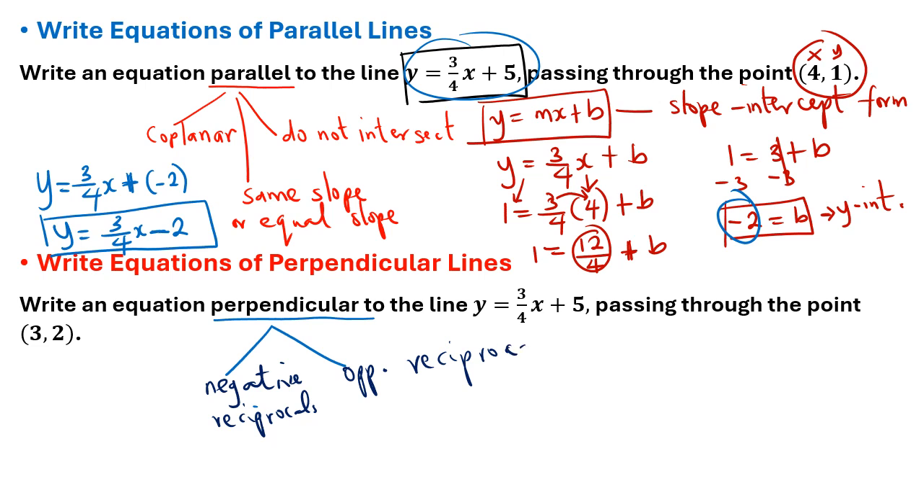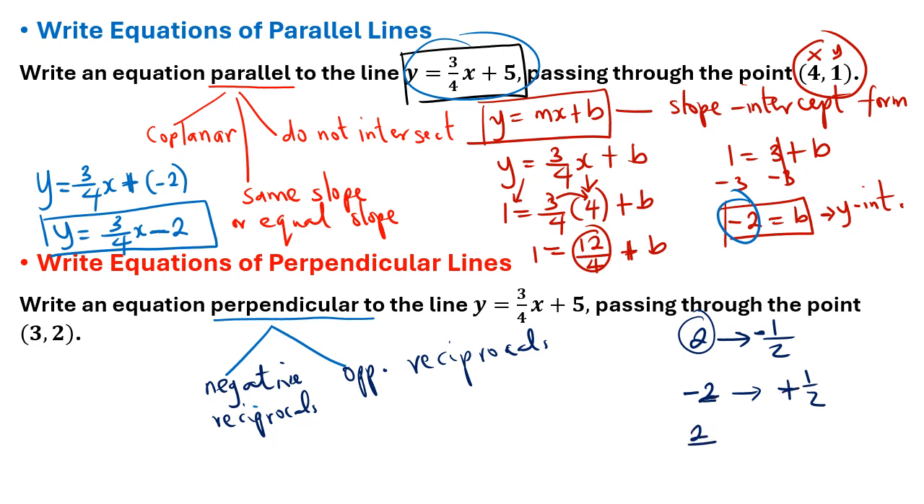And now I'll explain what I mean. All right, so we know that, for example, if I have 2, the reciprocal of 2 is 1 over 2. If I have negative 2, the reciprocal of that is negative 1 over 2. But when we say opposite reciprocal, it means if I have 2, the opposite reciprocal will be negative 1 over 2. If I have negative 2, the opposite reciprocal will be positive 1 over 2.